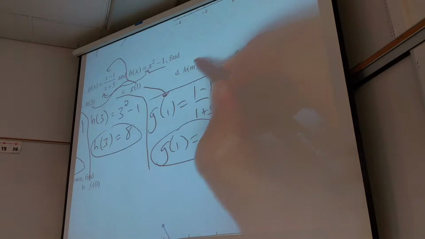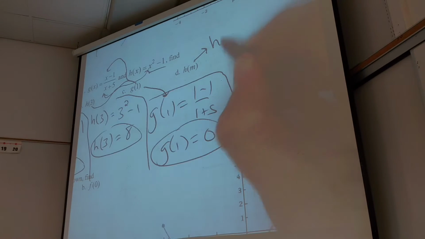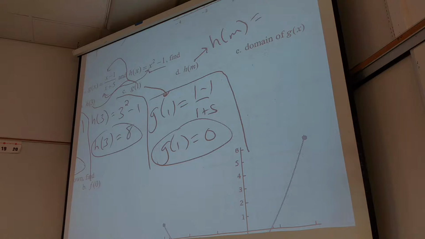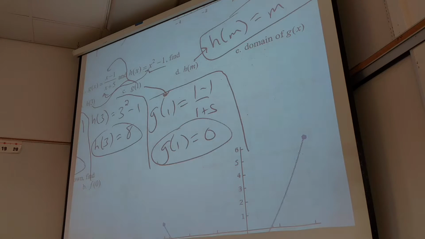What about H of M? This is almost too silly. H of X is X squared minus 1, so H of M is M squared minus 1. That kind of shows you that there's nothing special about X. They just chose X just because. They could have chosen M. We could be talking about M and Y instead of X and Y.